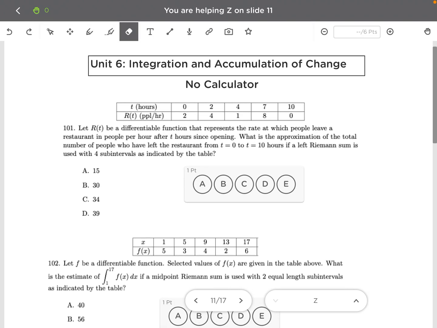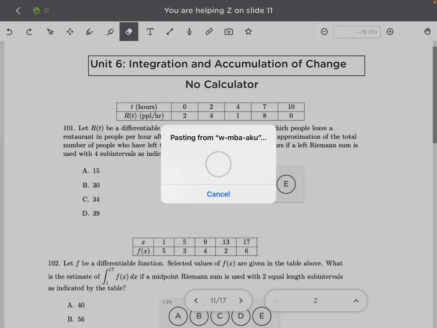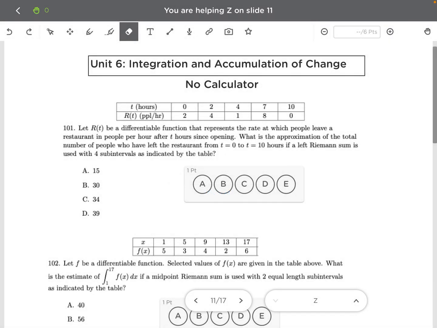Okay, you've got a table. R of t is a differentiable function. It's the rate at which people leave a restaurant in people per hour. What's the approximation for the total number of people who have left the restaurant from t equals 0 to 10? And we're going to use a Riemann sum with 4 subintervals.